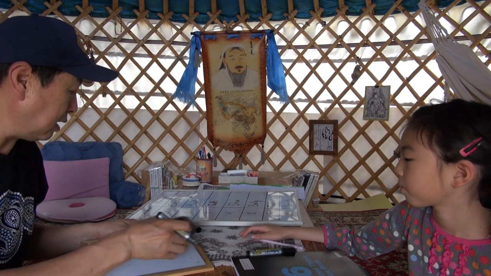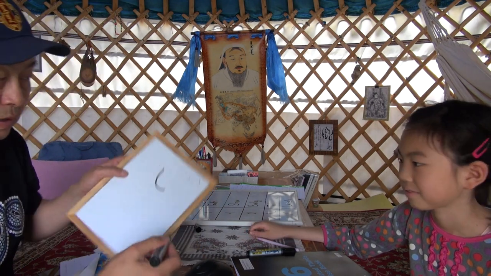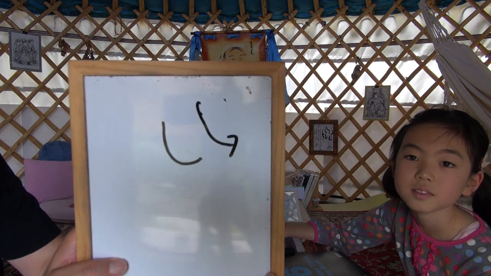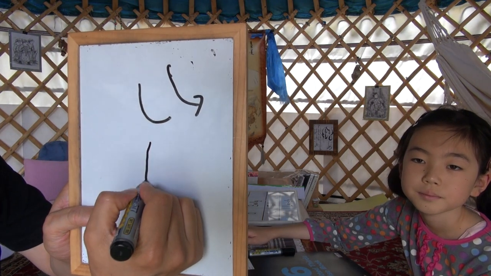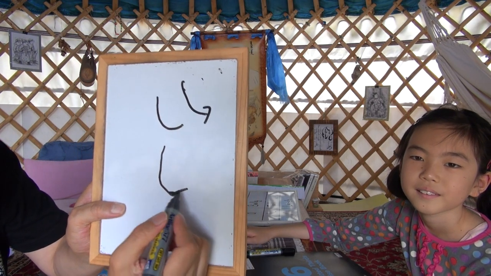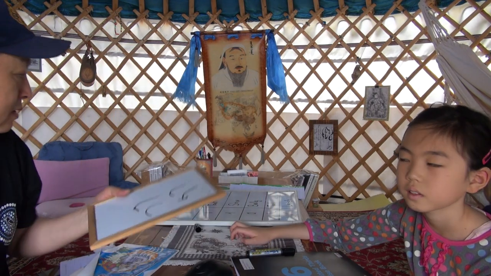And then the tail. The tail is a bit big. Big tail. This is the tail, so go to here. Oh no, this tail doesn't look good. Anyway, from here to here. This is how to write the tail.